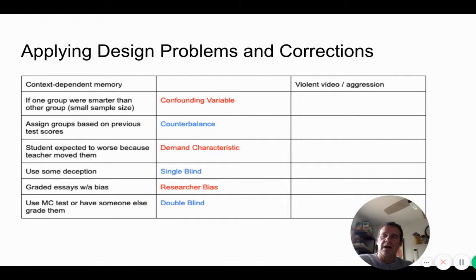So the context dependent memory one, hopefully you remember, is the one where they learn in one environment and half of them test in the same environment they learned in, and the others test in a new environment. And we look at their test scores to see if one group scored higher or lower. So let's focus on that one first. It'll be on the left here.